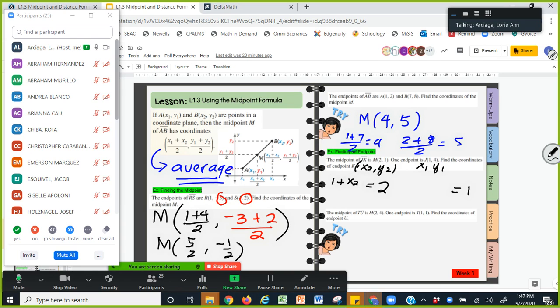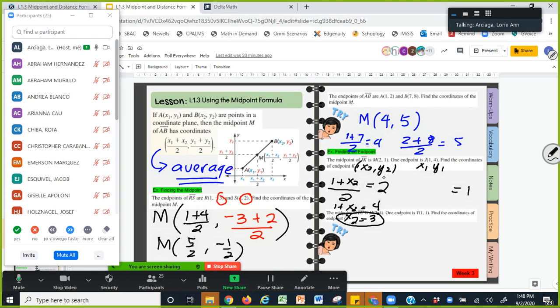Since your first number here is 1, let's go 1 plus the other missing number, which we don't have. And then remember, the formula says you have to get the average, or divide by 2. So now you have to get this by itself. What do you do with the 2? You cross multiply there. 2 times 2 will be 4. So 1 plus x2 is equal to 4. And then you subtract the 1 from 4. So you will get x2 is equal to 3. All right.